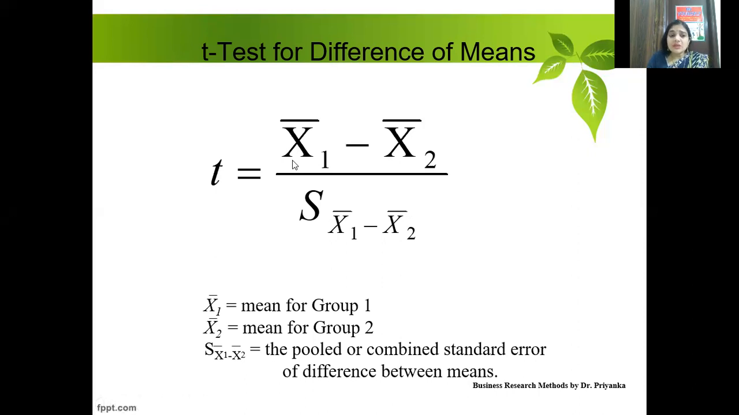You can even state the formulation of t like this: mean of group 1 minus mean of group 2, divided by the pooled or combined standard deviation, the standard error of the difference between the means. That is denoted by S with subscript x1 bar minus x2 bar. The same thing, x1 bar minus x2 bar. And how would we calculate this particular term, the pooled or combined standard error?